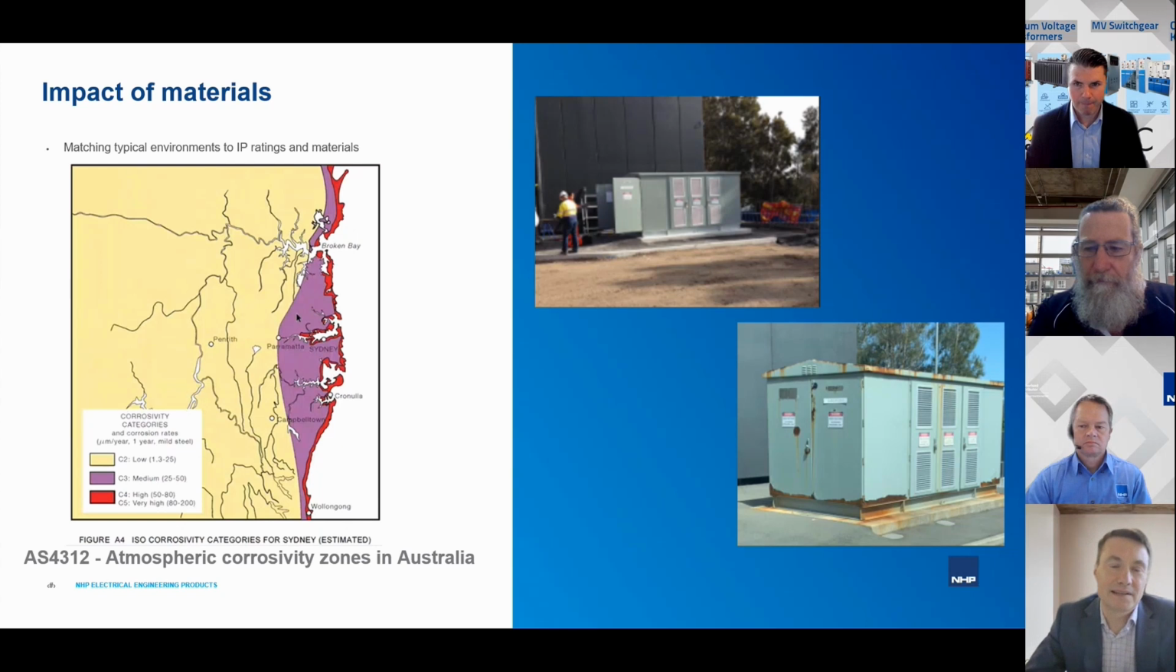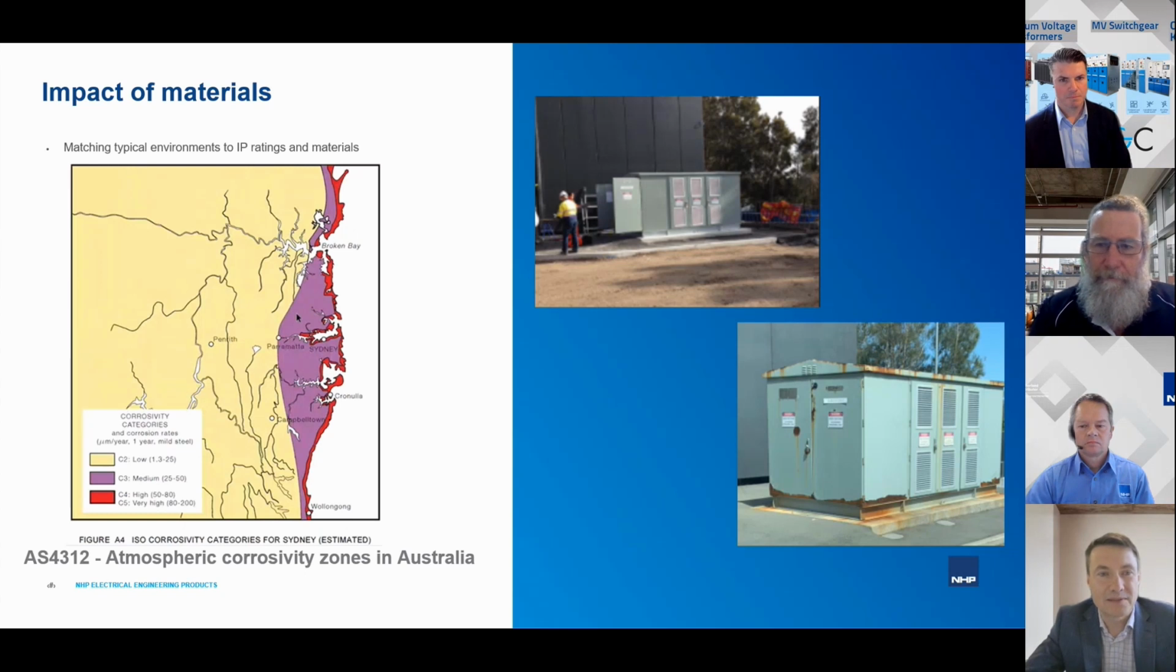Thank you, Nick. That's an excellent point. What we found in the industry and in our own experience is that this topic is often overlooked, unfortunately. But there are actually excellent tools and standards available that will tell us what sorts of environments we get in Australia, and therefore what consequences will happen for different types of enclosures. If we look at this AS 4312 standard, atmospheric corrosivity zones in Australia, it basically tells us that there are different corrosivity zones depending on the proximity of the installation to the ocean.